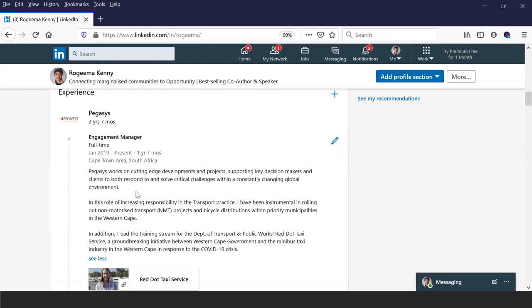If you're struggling to define what your company does, you can look at company documents, look at the mission and vision of the company. This I actually took exactly from a company document and just stuck it in here. Make sure it's relevant, make sure it's easy to read and that it fits into your profile. Then I go into what I actually do. In this role, in the transport practice, I've been instrumental in rolling out non-motorized transport projects and bicycle distributions in priority municipalities in the Western Cape.